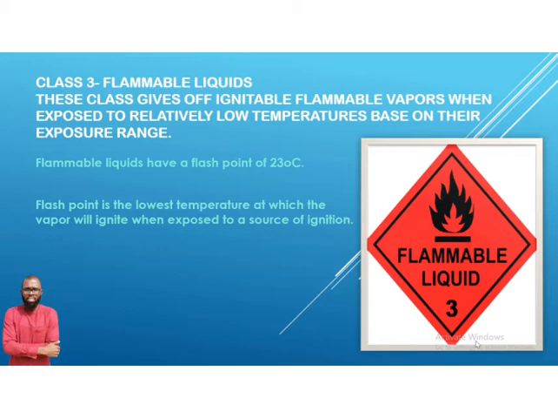So when you're talking about flammable liquid, it is the rate at which it turns to vapor, and at which the vapor gets exposed to low temperature and gives out flames, that makes it a flammable liquid. And the flash point of flammable liquids is as low as 23 degrees Celsius. Flash point is the lowest temperature at which the vapor will ignite when exposed to a source of ignition. Remember, maybe later in our discussion or in other discussions, we'll talk about upper and lower exposure limit.